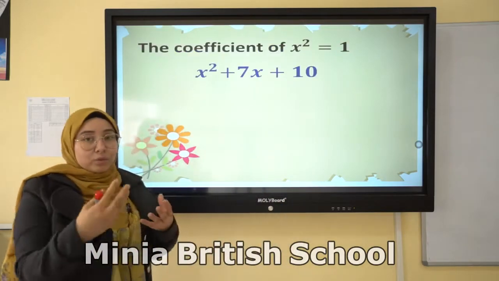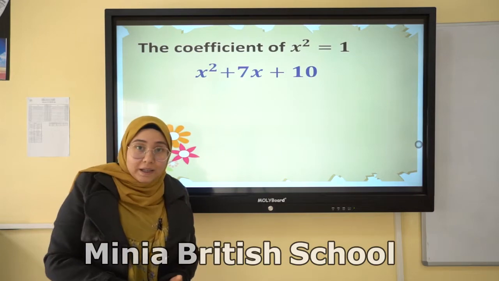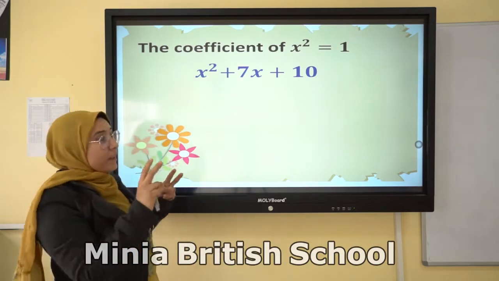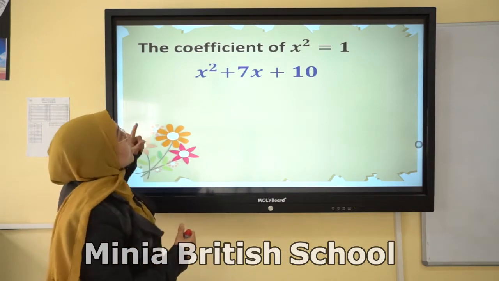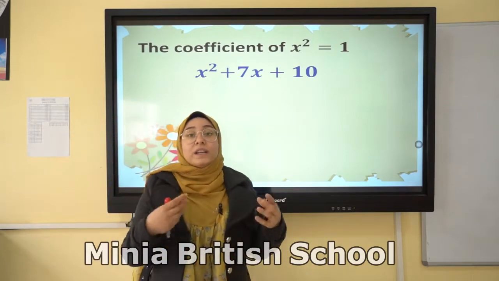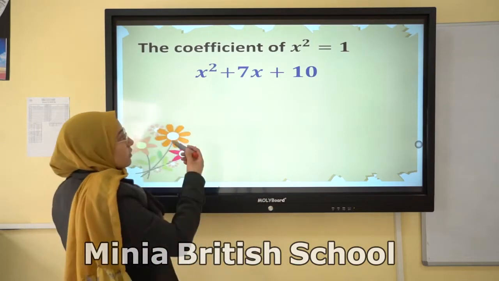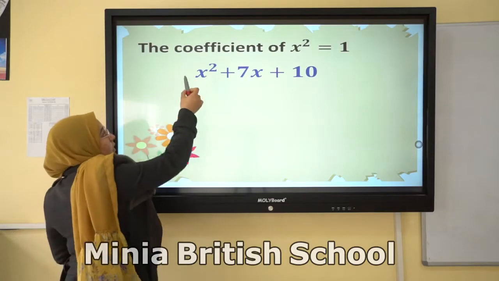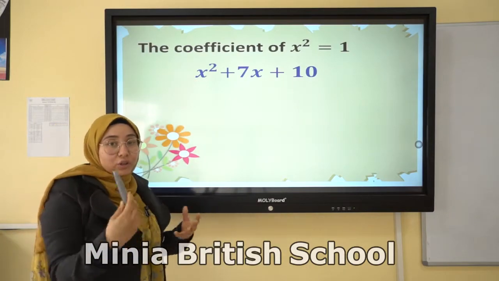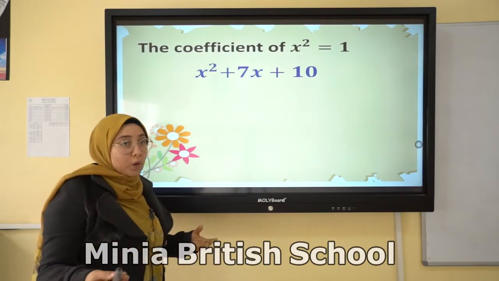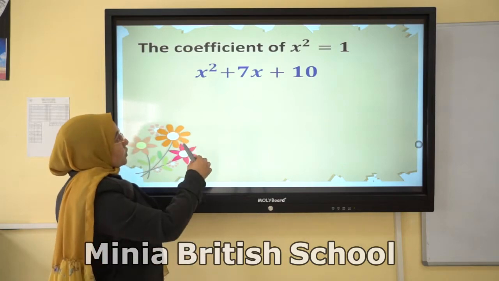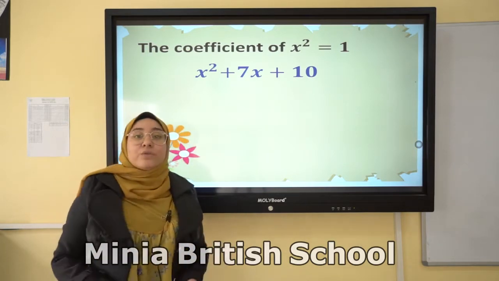Now I need to factorize the quadratic trinomial expression. Now I have two cases. The first case: if the coefficient of x power 2 equals 1, like here, I mean a equals 1, so the coefficient of x power 2 equals 1. This expression x power 2 plus 7x plus 10, I need to factorize it.